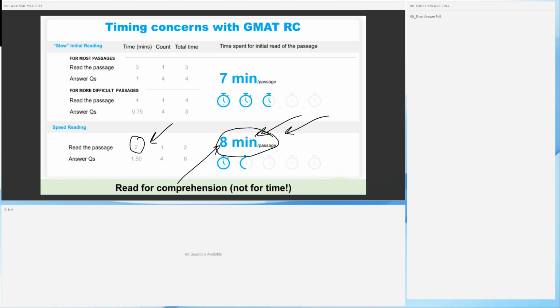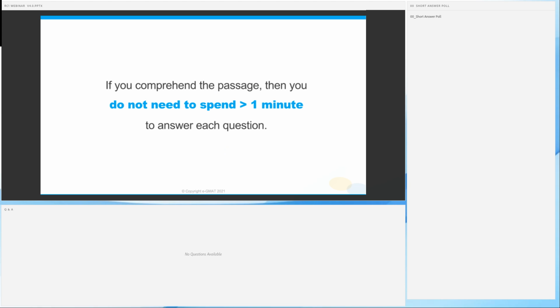Your productive time, which is the percentage of time getting answers right, when you do that speed reading, is usually about 50%. Whereas when you actually focus on comprehension, you can get to a productive time of about 85 to 90%.